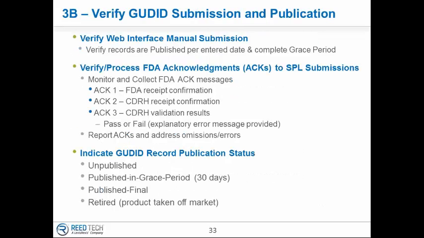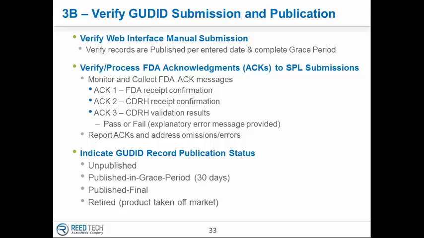Verifying your submission, you can verify in the web interface. You could log in, look at your data, and do all this prior to your grace period ending. Right now it's 30 days. So 30 days after your DI publish date, the FDA will go ahead and publish your record in Access GUDID.